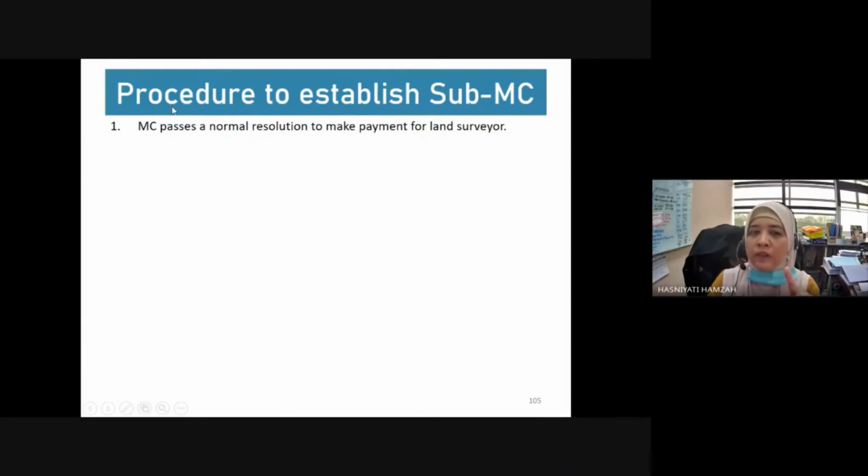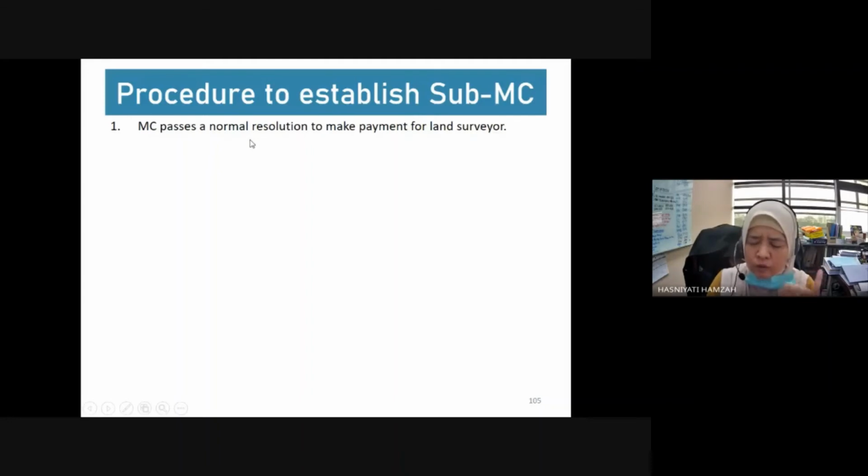MC here refers to the management corporation. Semua sekali comes to a general meeting. It can be during the AGM or it can be an EGM, extraordinary general meeting. But you come there with a motion untuk melantik seorang to appoint a land surveyor. To start the ball rolling.